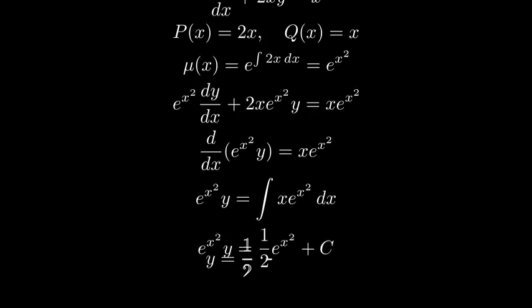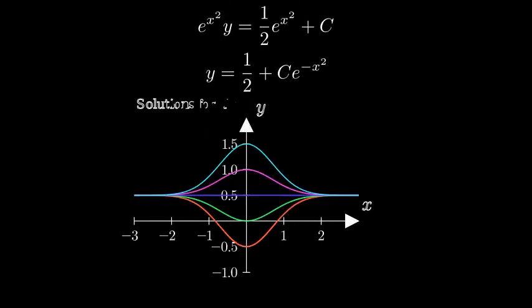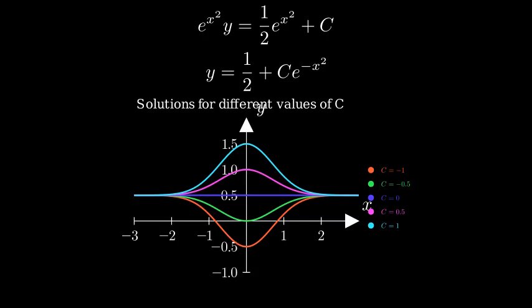Solving for y, we get y equals 1/2 plus c·e^(-x²). Here's a graph of this solution for different values of the constant c. Now, let's move on to second-order linear differential equations.